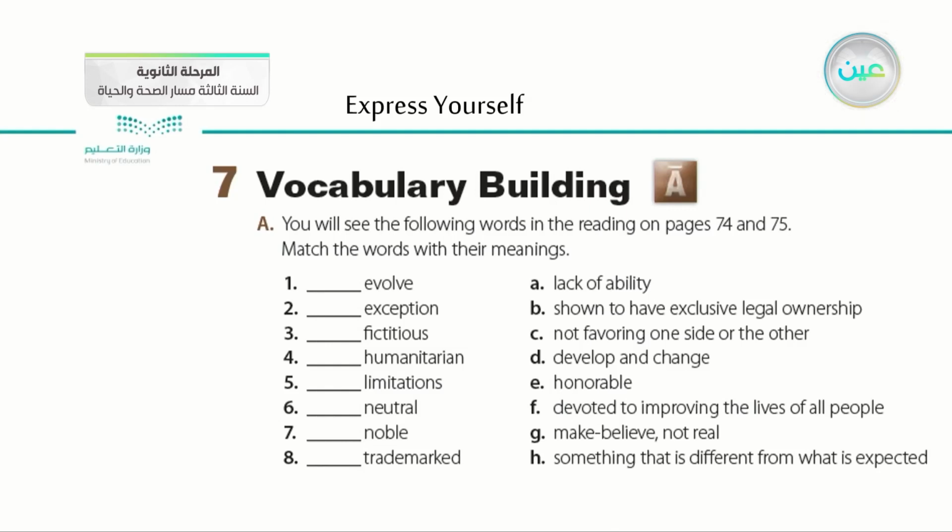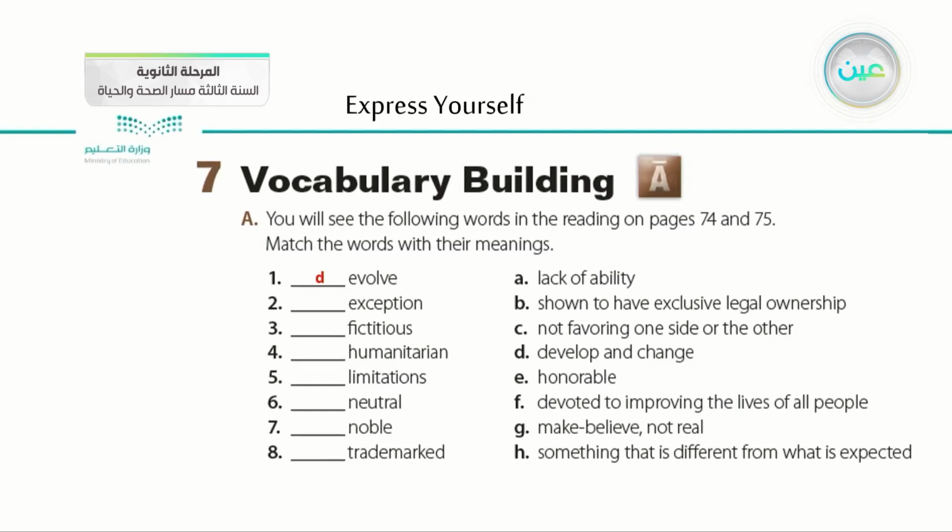Now we will match the words with their explanations. Number 1, evolve is develop and change. Number 2, exception is H, which is something that is different from what is expected. Number 3, fictitious is G, make believe or not real. Number 4, humanitarian, which is F, devoted to improving the lives of all people. Number 5, limitations is A, lack of ability. Number 6, neutral is not favoring one side or the other, which is C. Number 7, noble is E, honorable. And the last one, 8, trademarked is B.